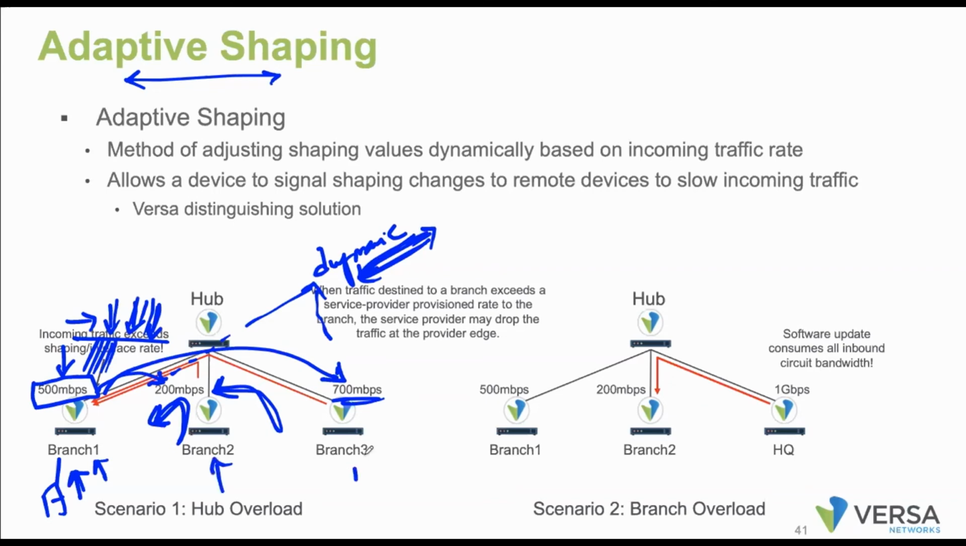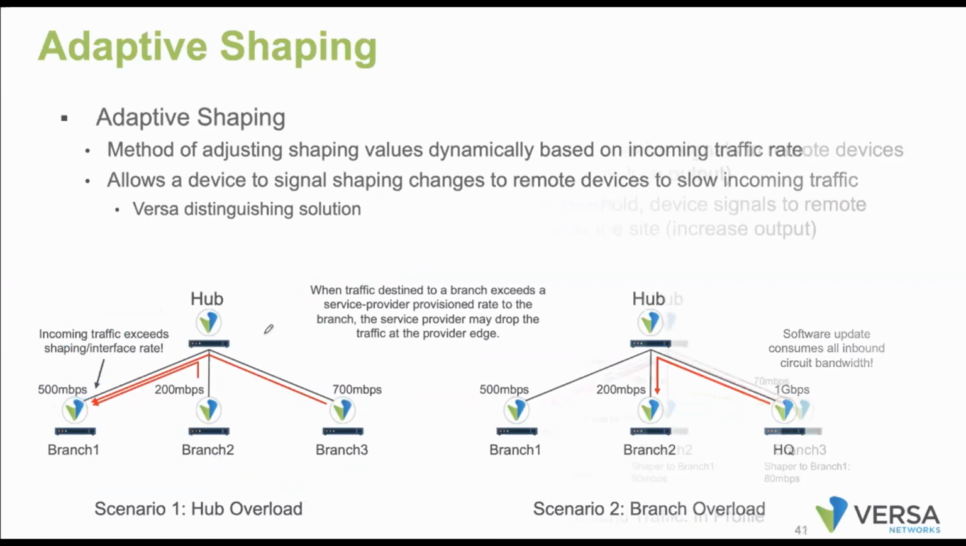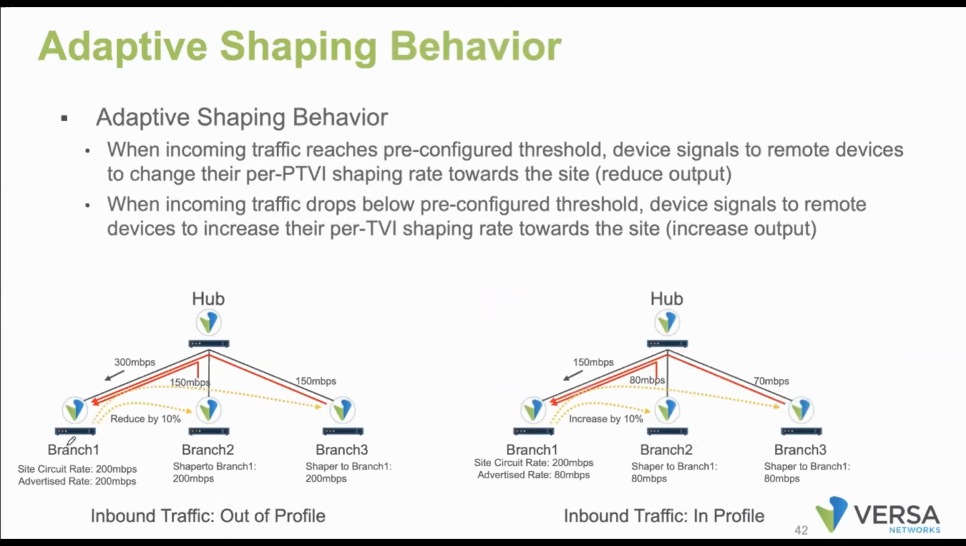On branch 1, branch 2 and branch 3, we'll create the adaptive shaping parameters, so that the moment branch 1 sends an update to branch 2 and branch 3, they are going to obey those values. For example, on branch 1 we configured the maximum bandwidth as 300 Mbps. Branch 2 is sending 150 Mbps, and branch 3 is also sending 150 Mbps of traffic.